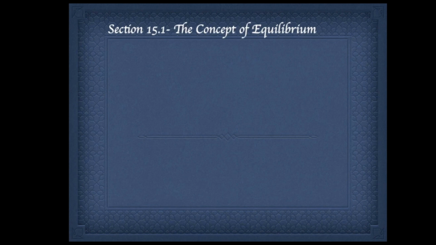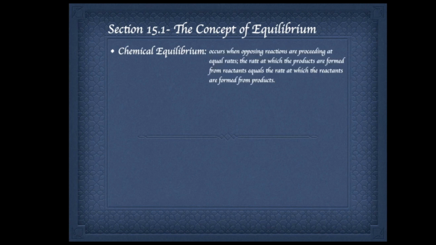So in this unit, we're going to be looking at equilibrium, but specifically for chemical reactions. So we call that chemical equilibrium. So again, chemical equilibrium occurs when opposing reactions are proceeding at equal rates. Now, the important thing for you to know specifically for chemical reactions is it's when the rate at which the products are formed from the reactants, so that's the forward reaction, equals the rate at which the reactants are formed from the products. So that would be the opposite process, that would be the reverse reaction. So those two are equal. When they are equal, you are in chemical equilibrium.